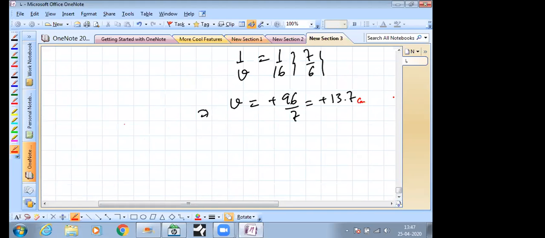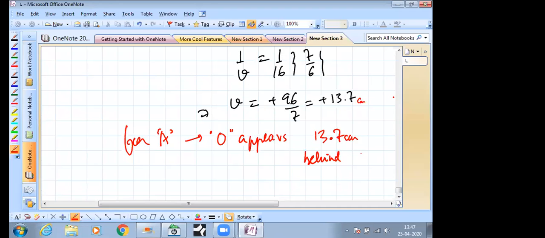Alright, so for E, O appears 13.7 centimeters behind the pole. Okay, so it is a virtual image, as you can see. Now similarly, let's move on to the case of B.